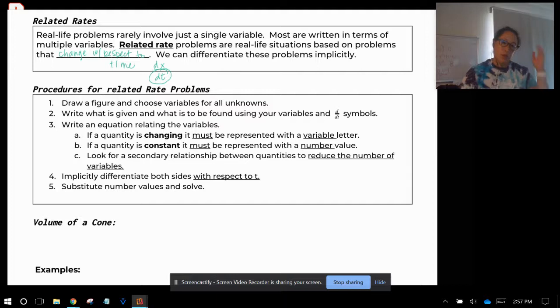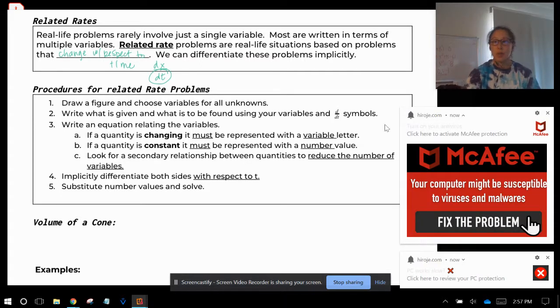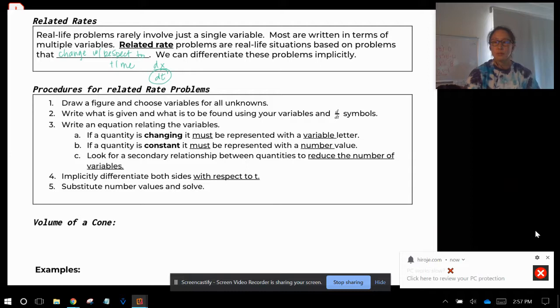Okay, so my rules are you draw the figure or draw yourself a model. Then I want you to remember that everything is going to be written with d something dt. If the quantity is changing, then we represent that with a letter, of course. And if the quantity is the same, we represent that with a number. So if it's the same all the time, okay?